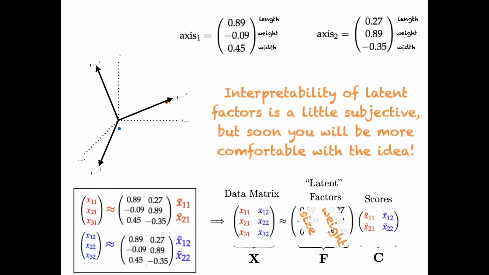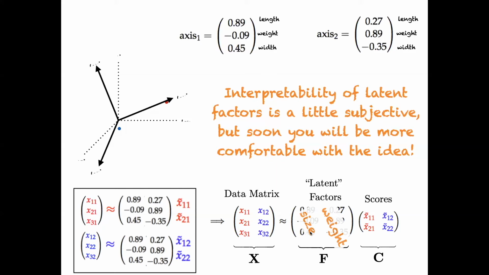Now, you may be a little uncomfortable with my labeling of these latent factors as size and weight. Good for you. It's good to challenge new ideas when you hear them and they're fuzzy, because all I did was say, well, this number here, 0.89, is the biggest number in the vector, and this number, 0.45, is also the biggest, or the second biggest number. And both of these numbers are big compared to the middle number. And therefore, I'm going to ignore the middle variable and attribute to axis 1 the qualities of length and width. That is how it became size.